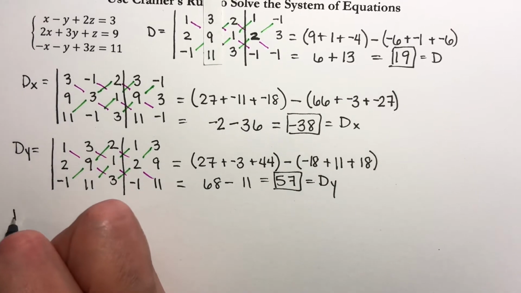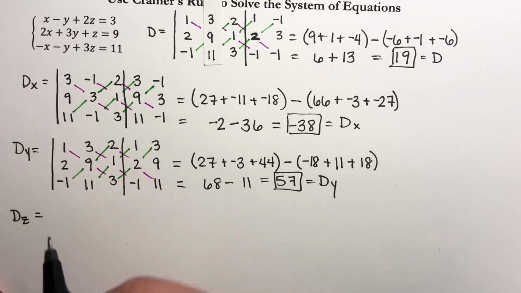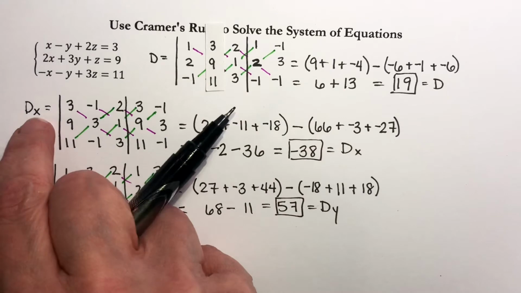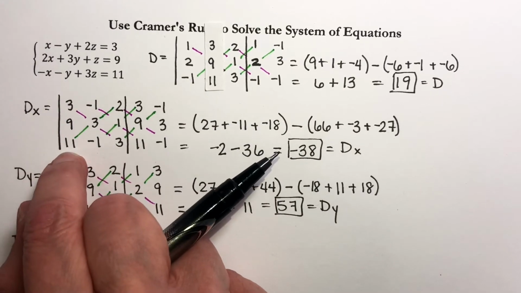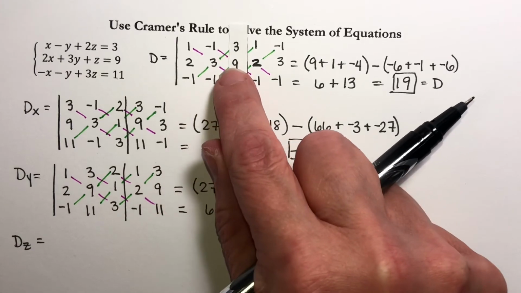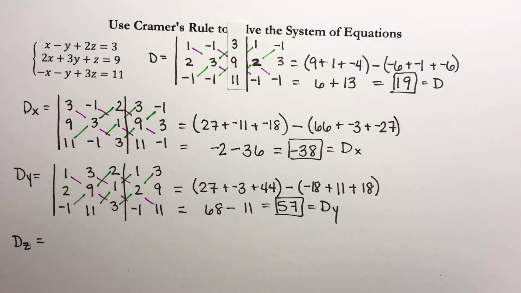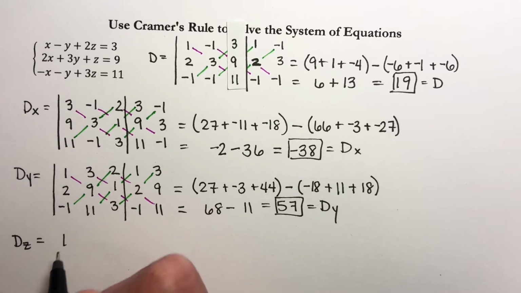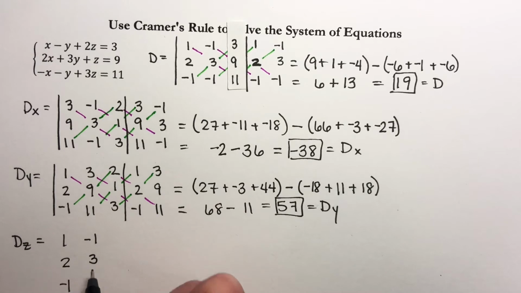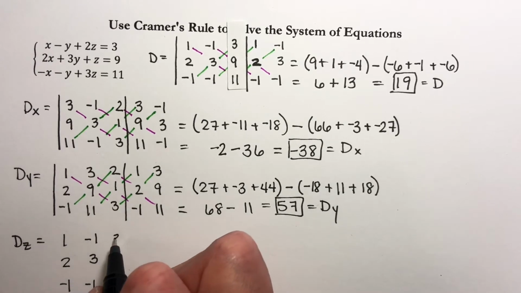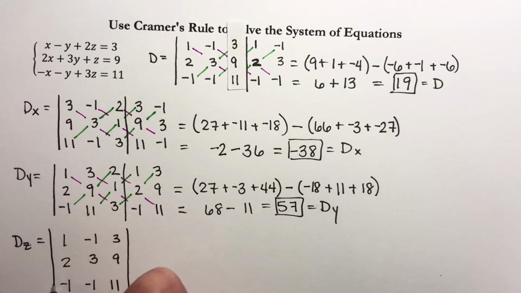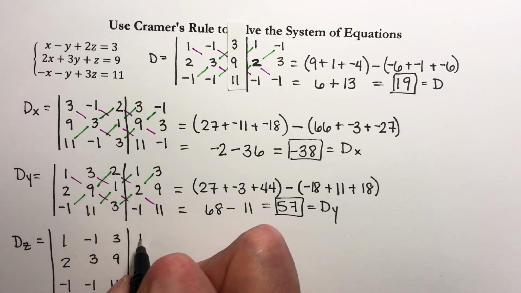Now all I have left is dz, and then the simple divisions that will give me my overall answer. Now remember what we were doing, our x meant that we covered up our x column. Our y meant we covered up our y column. To find dz, we cover up our z column. So I need to do 1, 2, negative 1, negative 1, 3, negative 1, 3, 9, 11. Recopy your first two.